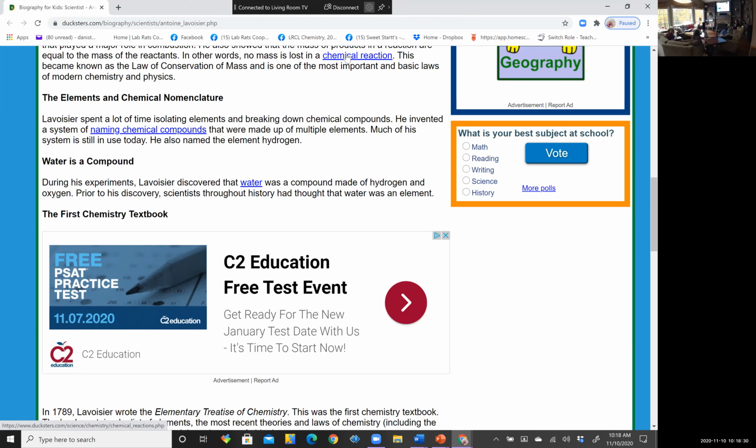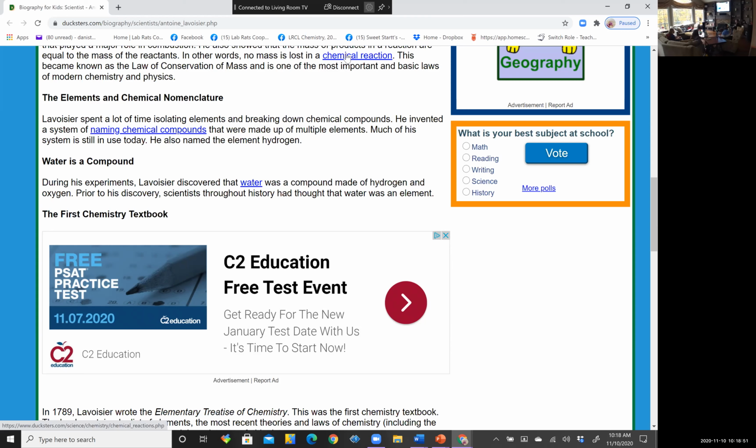So he spent a lot of time isolating elements, Lavoisier did, and breaking down chemical compounds. He invented a system for naming chemical compounds. So this guy really did do pretty much everything but the periodic table, didn't he? Do you remember who did the periodic table? Mendeleev. Much of his system is still used today.